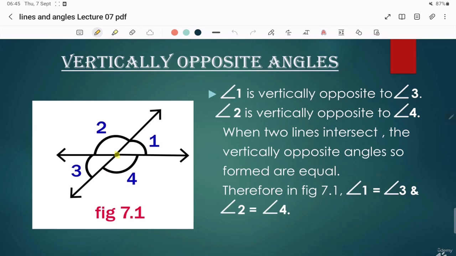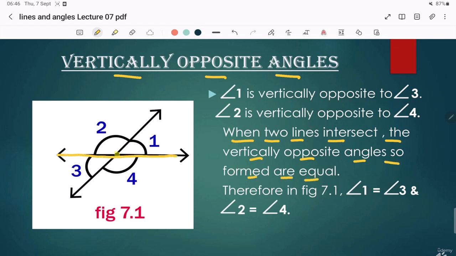Hi everyone. Today we will study vertically opposite angles and what is transversal. Vertically opposite angles are formed when two lines intersect. When two lines intersect, the vertically opposite angles so formed are equal.